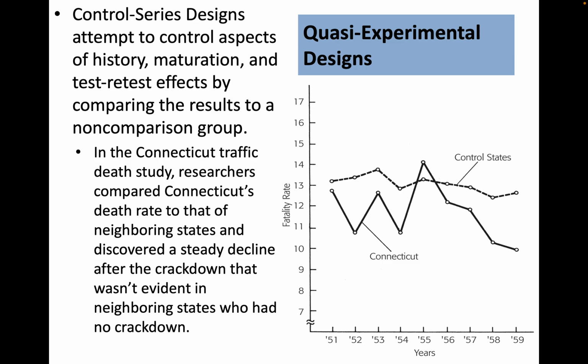Control series designs attempt to control aspects of history, maturation, and test-retest effects by comparing the results to a non-comparison group. In the Connecticut traffic death study, researchers compared Connecticut's death rate to that of neighboring states and discovered a steady decline after the crackdown that wasn't evident in neighboring states who had no crackdown. And this is how they determined that stopping speeders actually changed the number of traffic deaths, by comparing Connecticut to neighboring states that didn't have a speed crackdown.